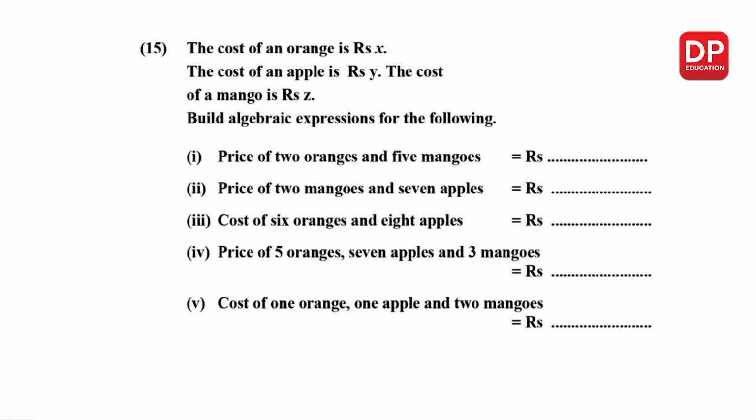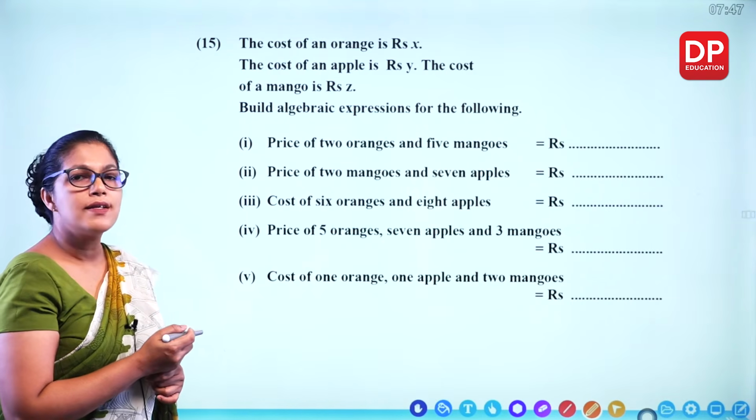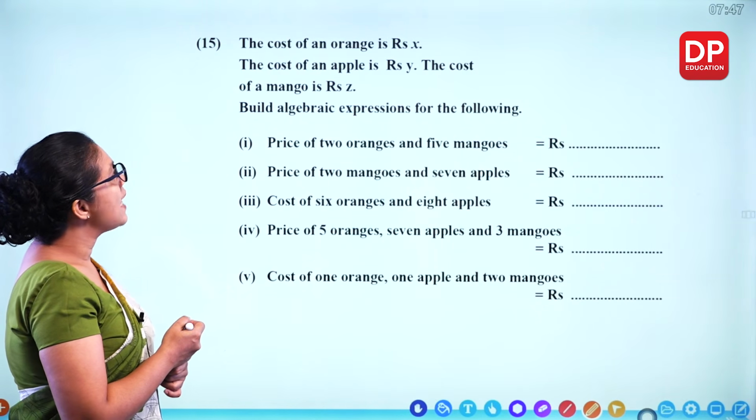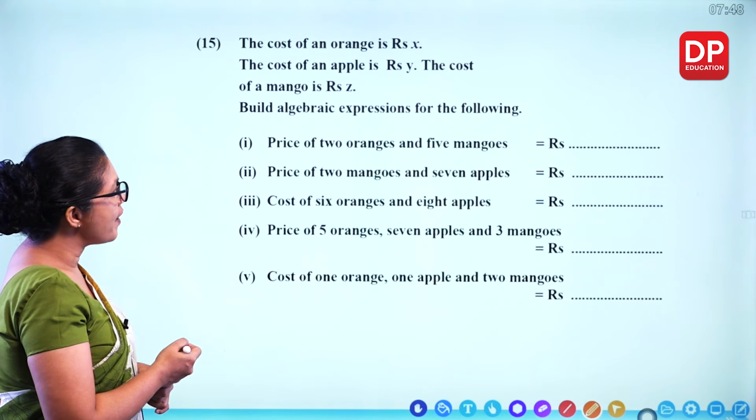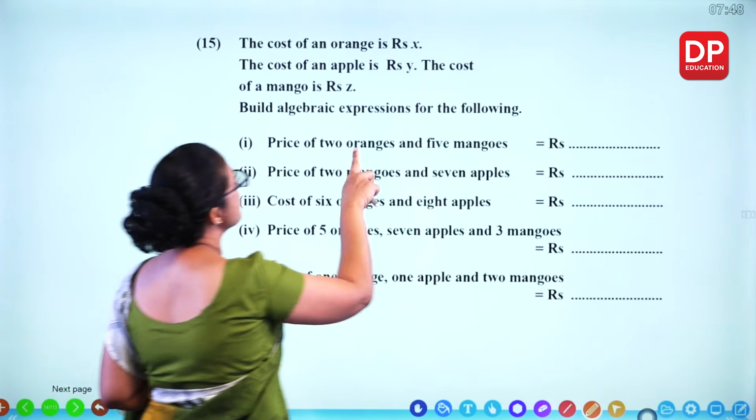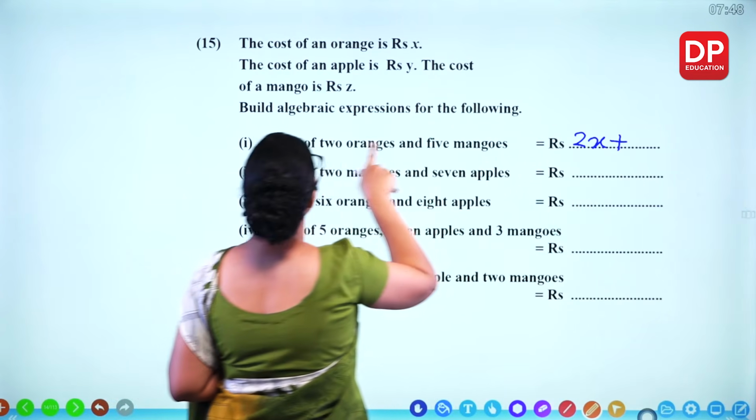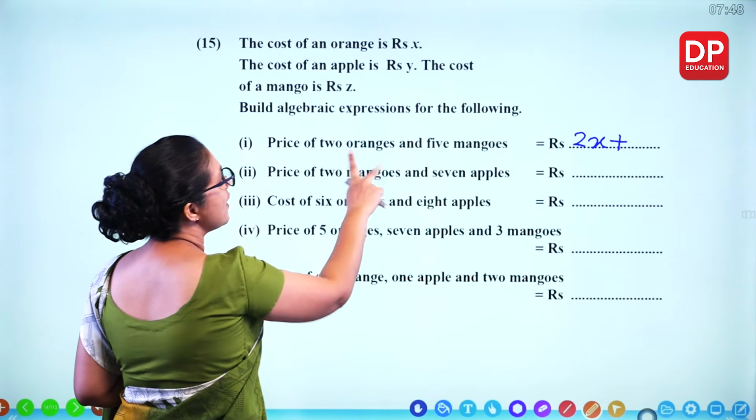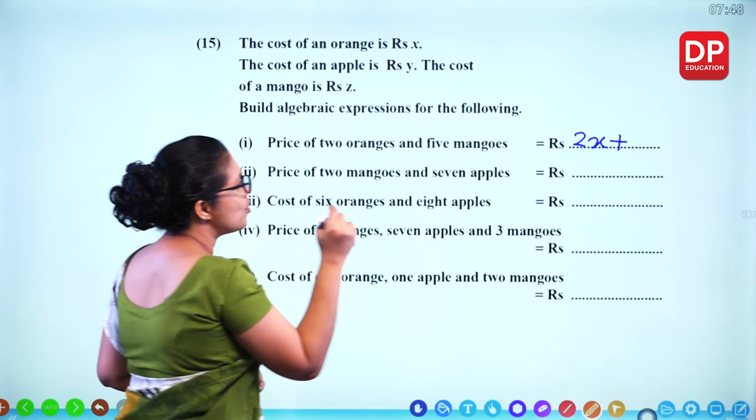Look at this question. The cost of an orange is x rupees. The cost of an apple is y rupees. The cost of a mango is z rupees. Build algebraic expressions for the following. Price of 2 oranges and 5 mangoes. Oranges is x. So 2x plus, because this is both together, 5 mangoes. 1 mango is z, 5 mangoes, 5z.